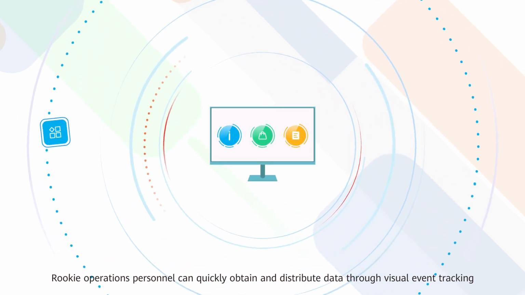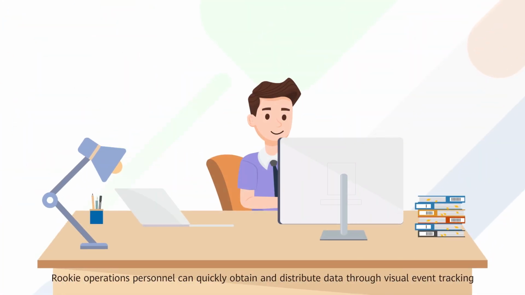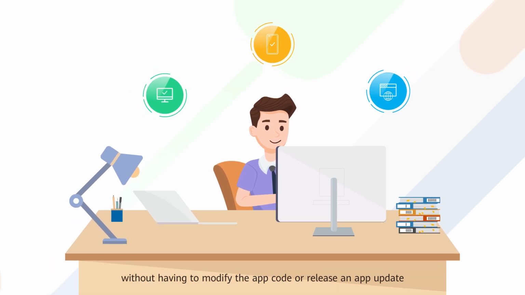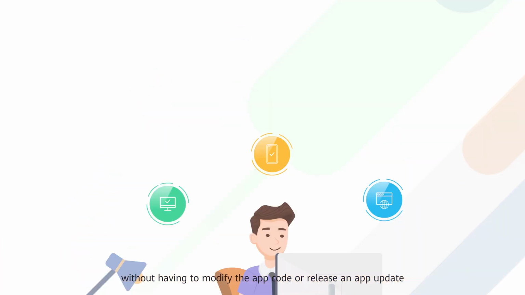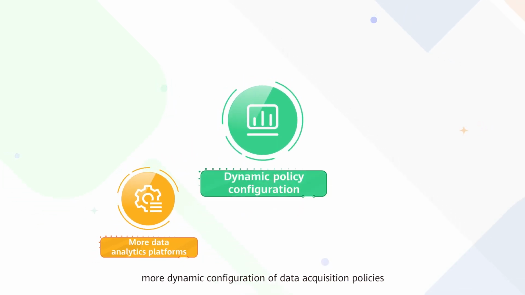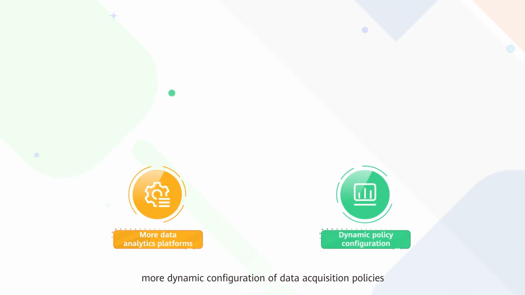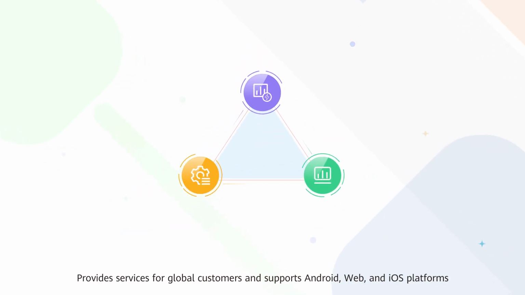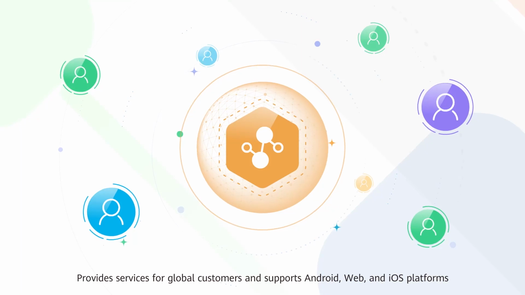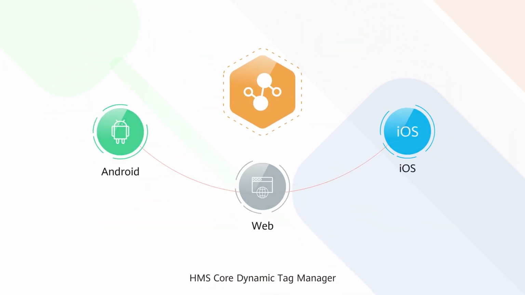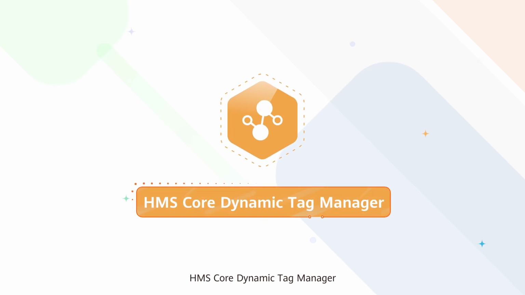Rookie operations personnel can quickly obtain and distribute data through visual event tracking without having to modify the app code or release an app update. It supports more data analytics platforms, more dynamic configuration of data acquisition policies, and faster and easier data acquisition. It provides services for global customers and supports Android, web, and iOS platforms. HMS Core Dynamic Tag Manager.